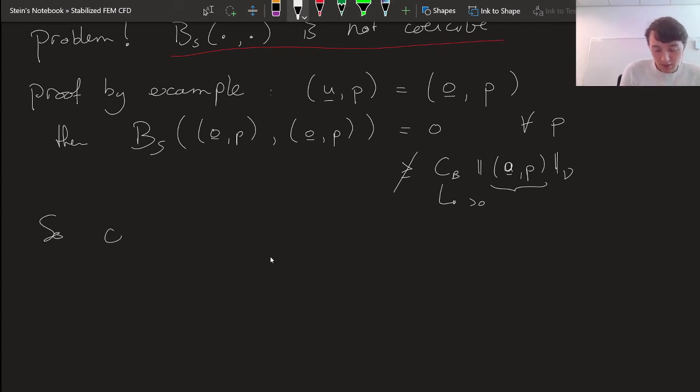So, coercivity is sufficient but not necessary.